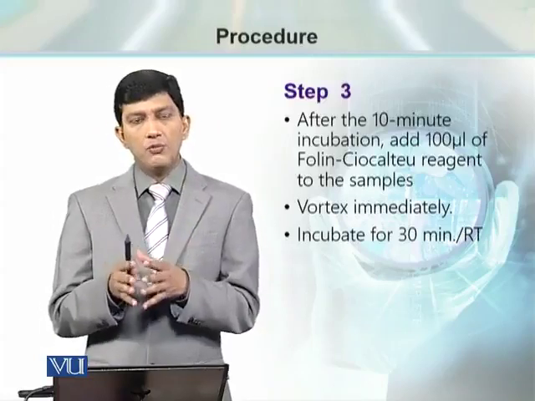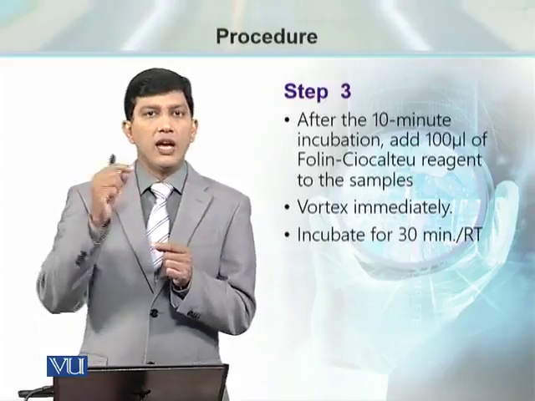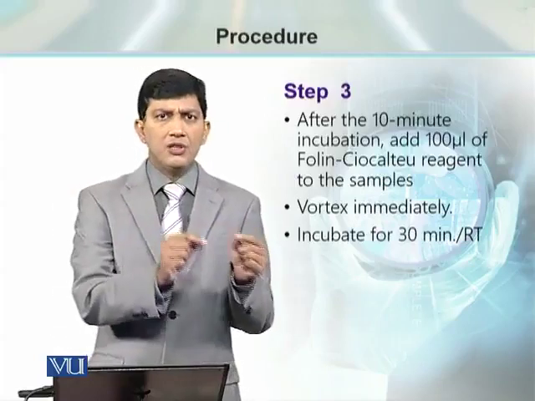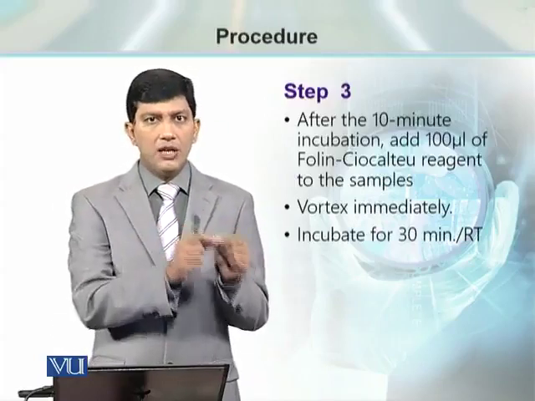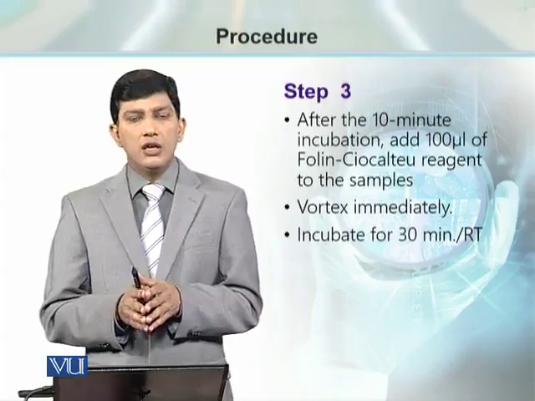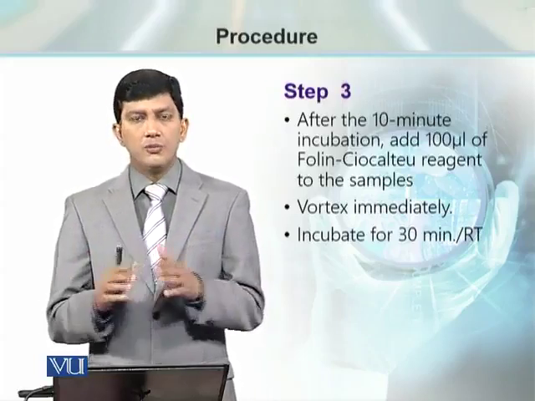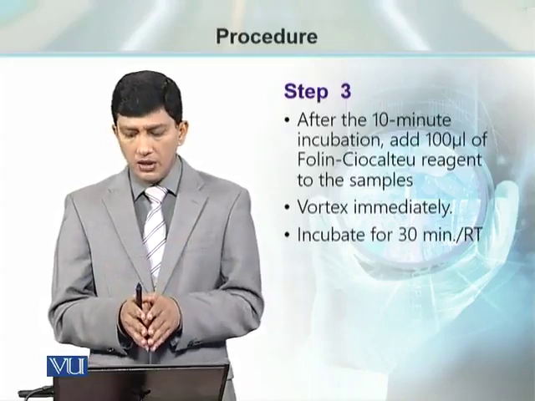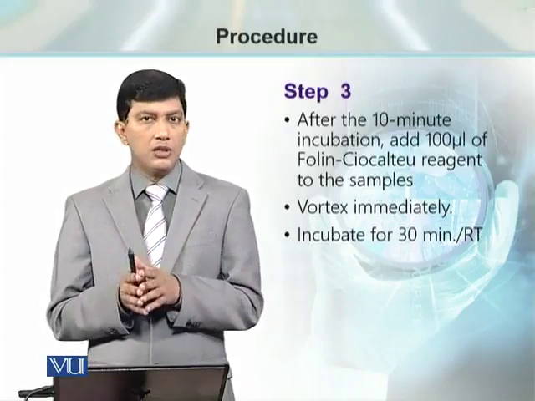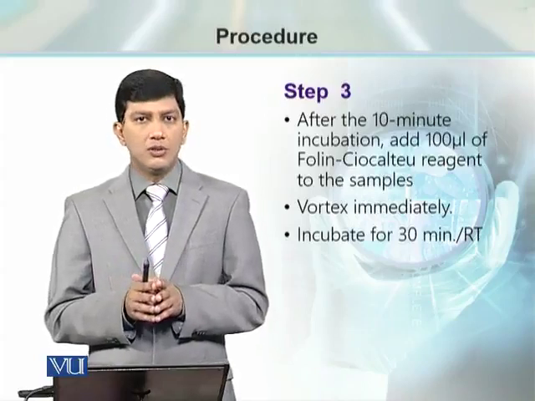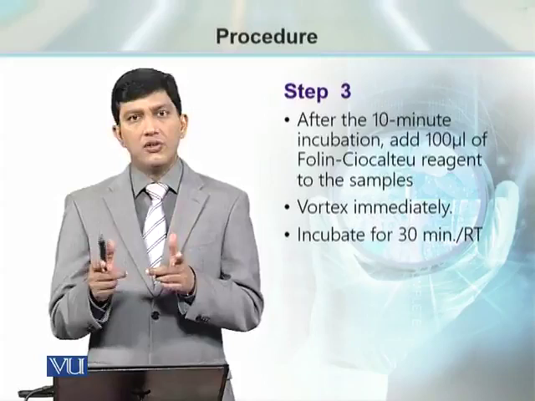So the plan should be like this. As soon as you add Folin's reagent in one test tube, immediately vortex mix it and then place it on your working bench. In this way, step by step, complete all the tubes by the addition of Folin's reagent and by mixing them immediately, and then leave it for 30 minutes at room temperature. So this is the additional time.